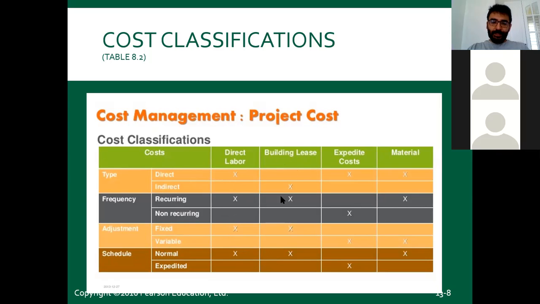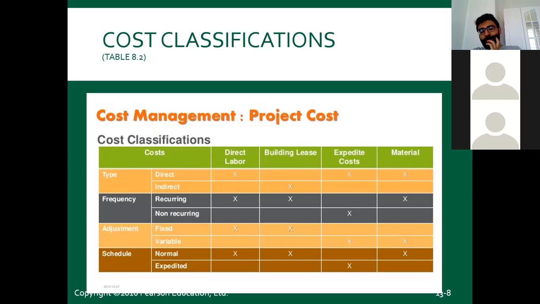And building lease, it's an indirect cost, right? Because it's lease. It's not directly related with the project idea itself, project itself, but it is recurring. I mean, you are paying the lease payments every month. It's a fixed cost. It does not change with the production amount, and it's a normal cost. Expedited costs, like we mentioned before, it's a direct cost related to the project, but it's non-recurring. Maybe one time you are paying that. It's a variable cost. It varies according to the production numbers, and its schedule is expedited cost, as the name gives it.